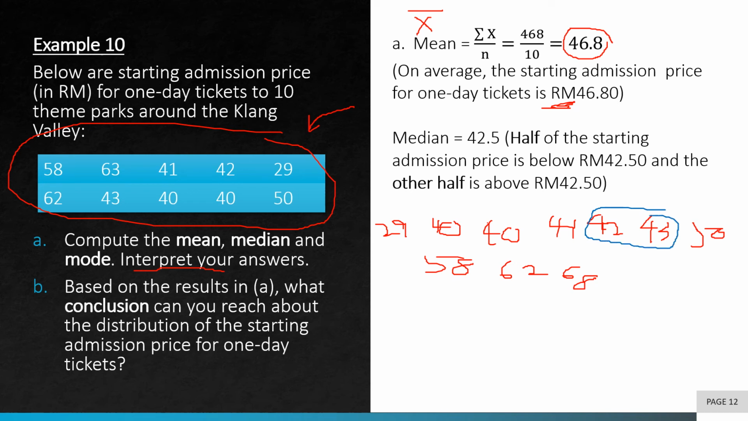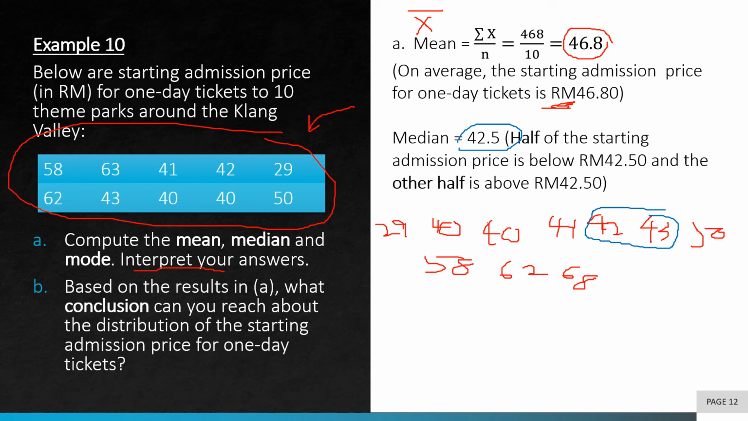So remember I told you just now what happens if you have an even numbered data set. You take the middle two values, you add them together, and then you find the average. So the average of 42 and 43 is 42.5. So that's how you got your median. So how do you interpret the median? Remember how to interpret median? Half of the starting admission price is below 42.50 and the other half is above 42.50.